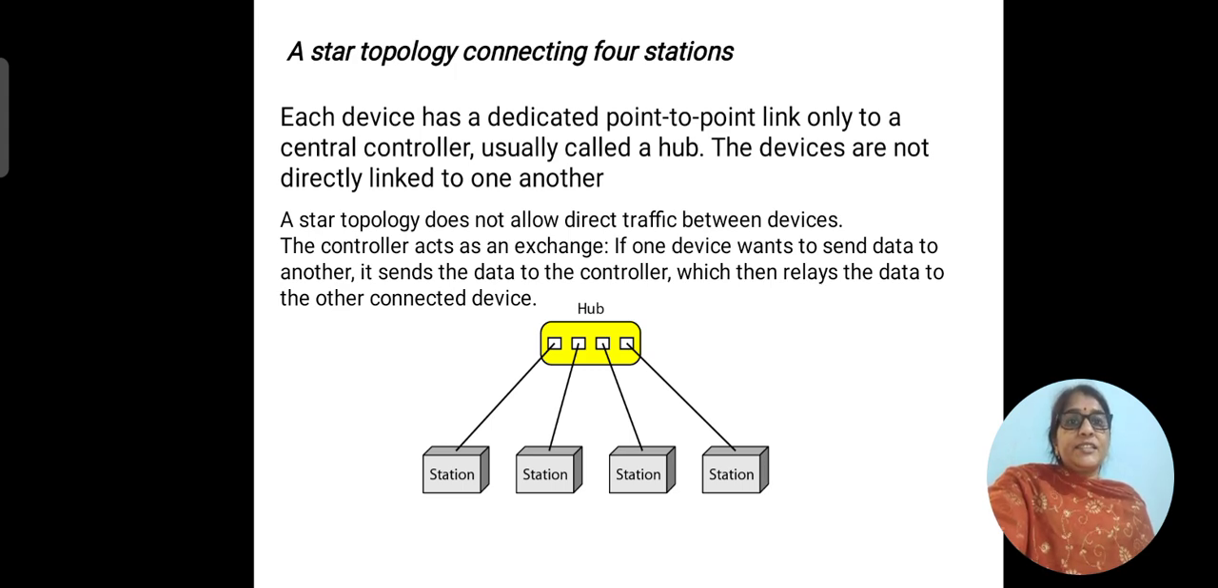So a star topology does not allow direct traffic between the devices. The controller acts as an exchange. If one device wants to send data to another, it sends the data to the controller, which then relays the data to the other connected device.